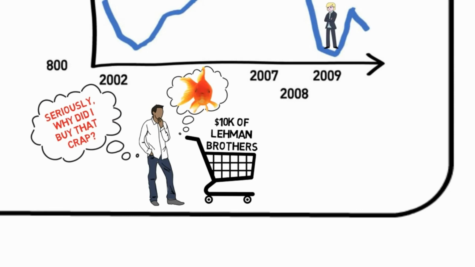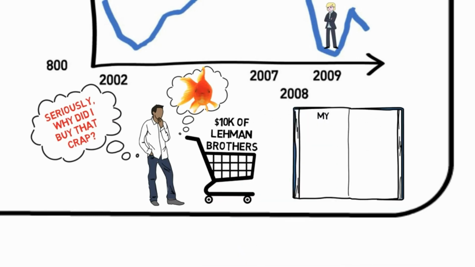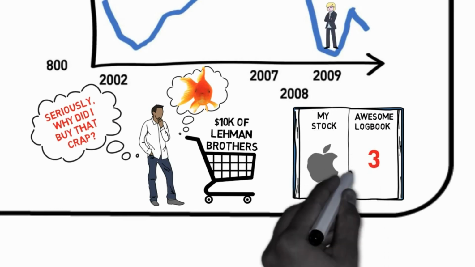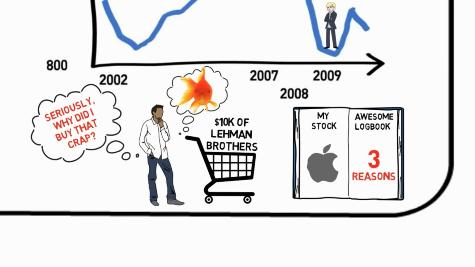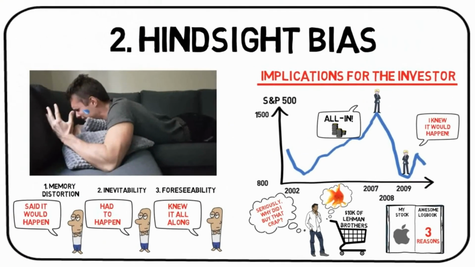The answer to the problem is kind of boring, but it's a necessity. Keep a stock logbook. Every time you make an important investment decision, write down at least 3 reasons as to why you are investing. This way, you won't allow hindsight bias to ruin your progress towards becoming the next Warren Buffett.